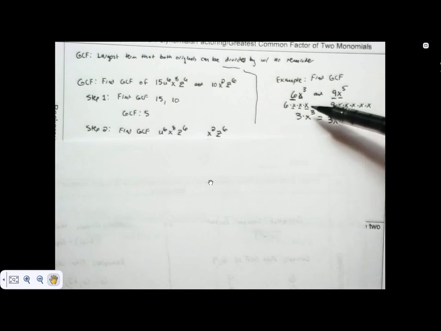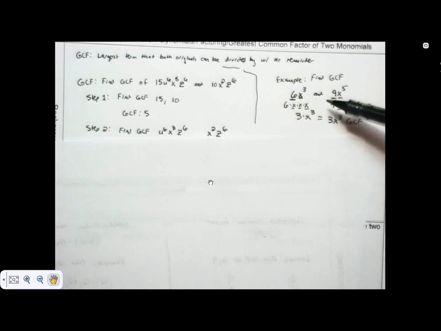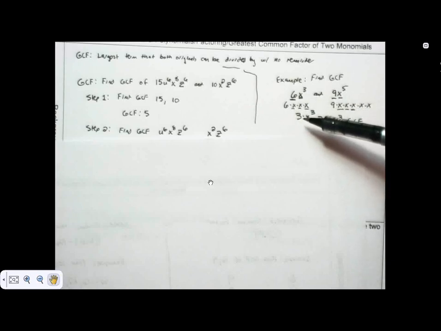Okay, since we've used all these x's up, basically we're done with the x's. And since there's really nothing left, our final answer is just going to be the 3, the largest number that went evenly into 6 and 9, times the x's they had in common, which was 3 factors of x. So our final answer, the GCF, is 3x to the third.